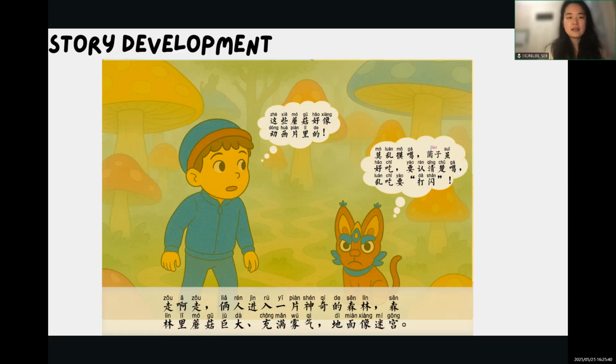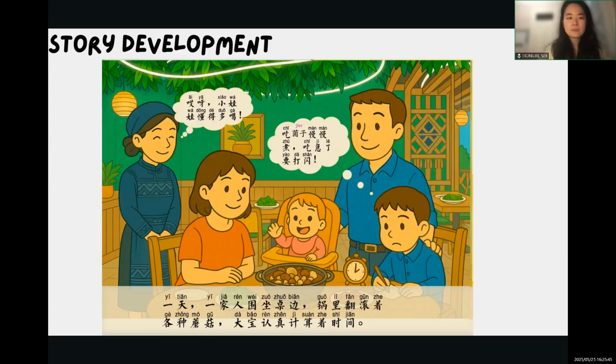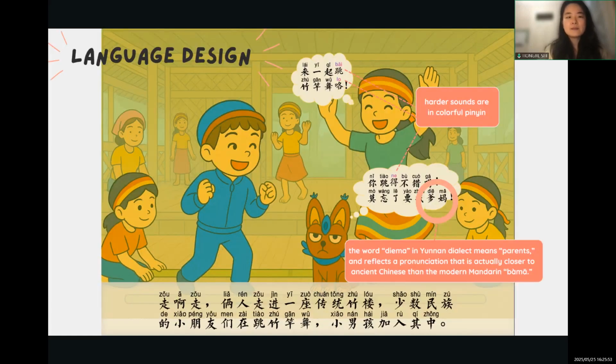In the dream, Dabao learns all kinds of Yunnan dialect words and even uses them in real life the next day. And we made the book easy to follow. All the dialect lines come with pinyin, and the harder sounds are in colorful pinyin. Since some dialects have sounds without corresponding Chinese characters, we select the characters that match the meaning of the dialect and then mark the correct pronunciation of the dialect with colored pinyin.